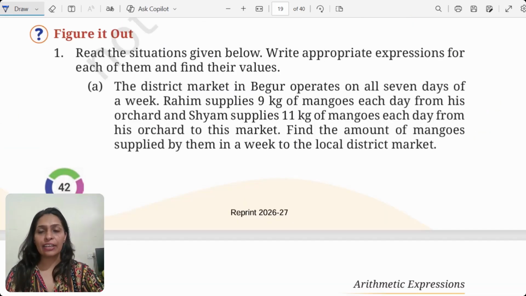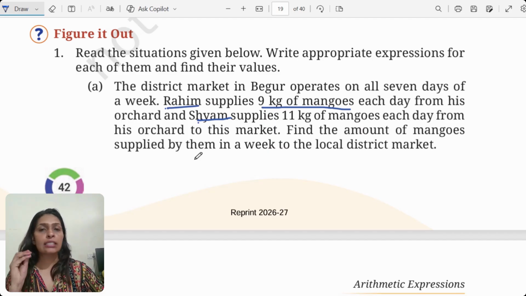All right, this is actually a word problem, right? So we have to express the given expressions and also find their values. Let's begin with the first one. The question was: the district market in Begor operates on all 7 days of a week. Now there are two persons. Rahim supplies 9 kg of mangoes each day from his orchard, and Sham supplies 11 kgs of mangoes each day to the market. Find the amount of mangoes supplied by them in a week to the local district market.